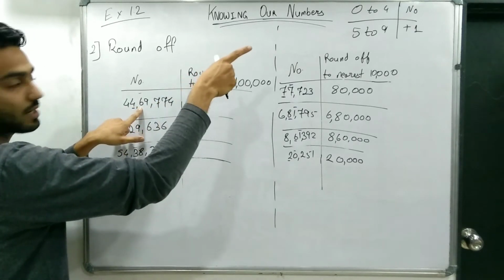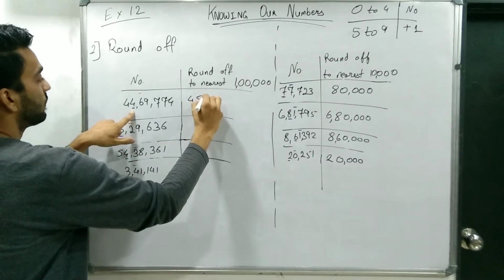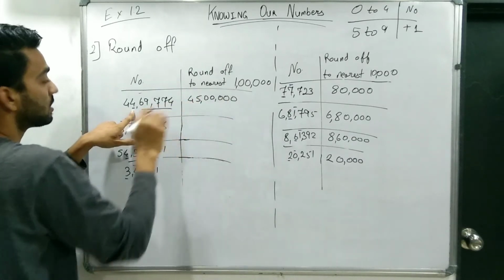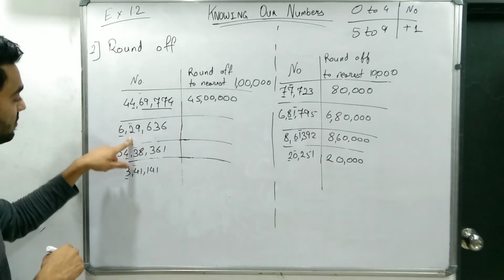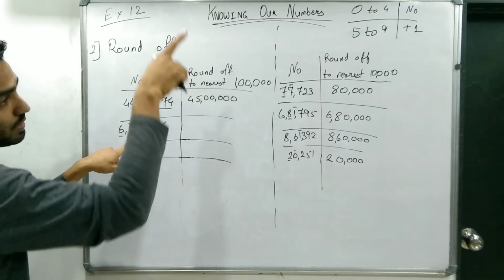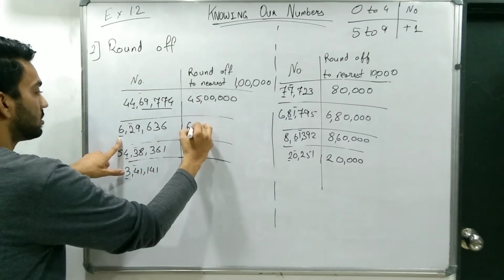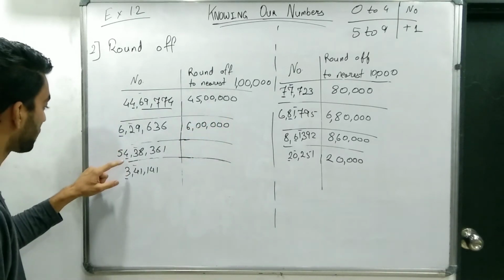Now this is the lakhs place, this is the 10,000s place. The 10,000s place digit is in the second group, so we'll add 1 here. So 4, 5, 0, 0, 0, 0, 0. Then 6 is in the lakhs place. The next digit is 2, which is in the first group. So we will have 6 as it is, no change here, and the rest of the digits will be written as 0.